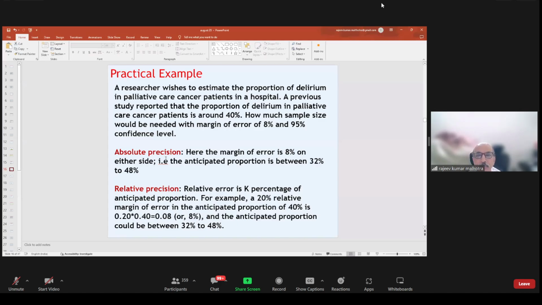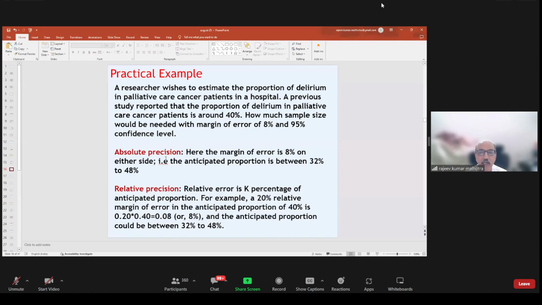Now, before going to the practical, I want to explain what is the absolute margin and what is the relative margin. In proportion, we have an absolute margin or a relative margin. In absolute margin, the margin of error is 8%. In that case, our anticipated proportion is between 32% to 48%. That means we are expecting around 40%, so minus 8% is 32%, plus 8% is 48%. So that is called absolute precision.